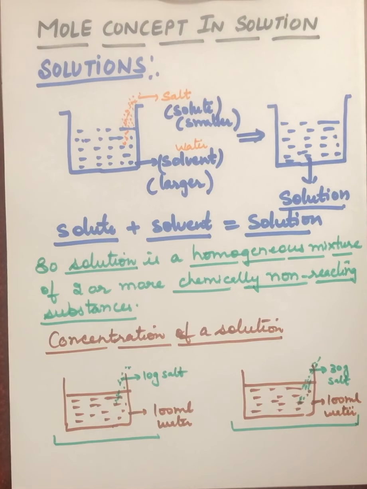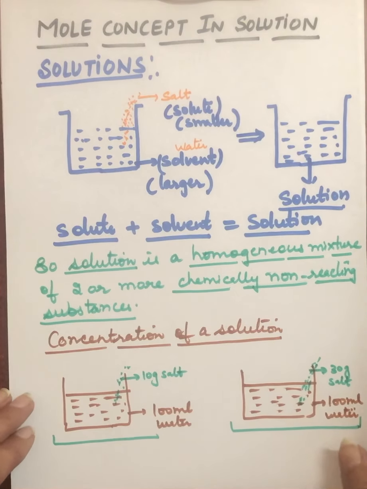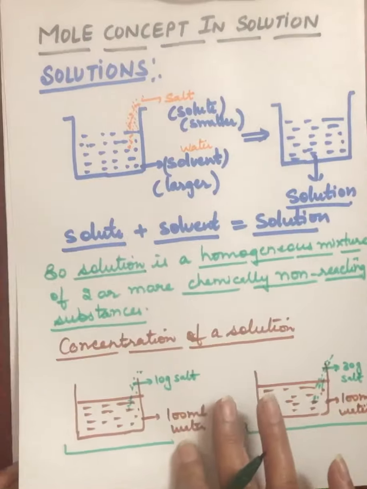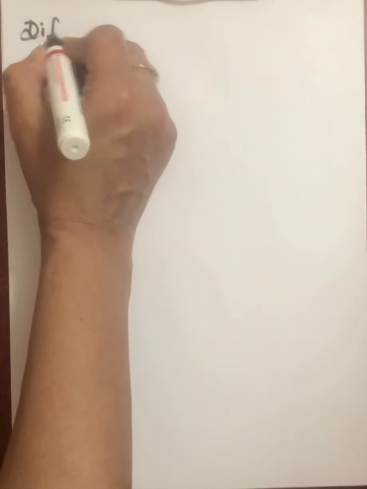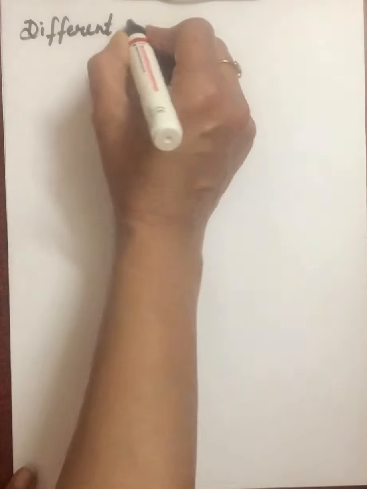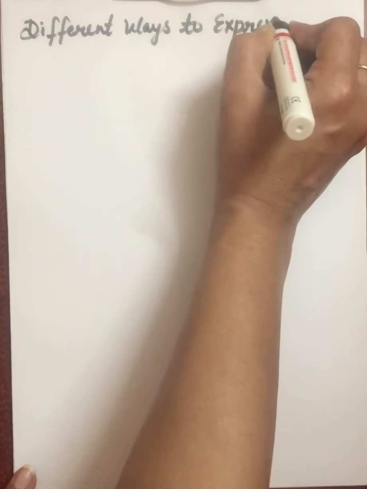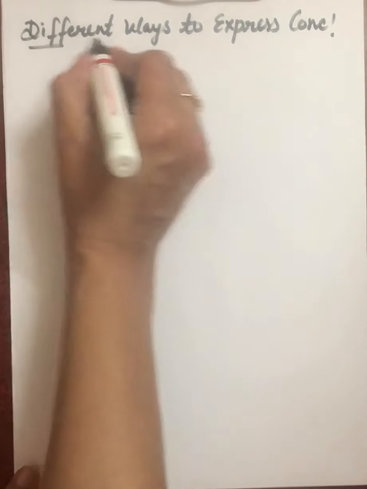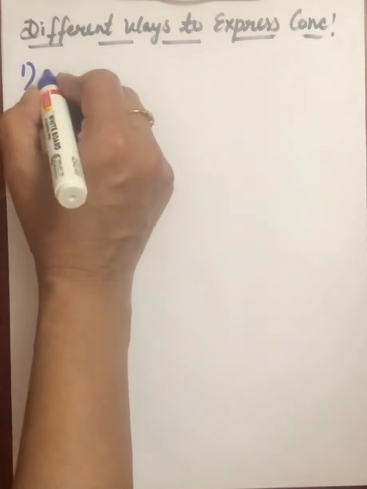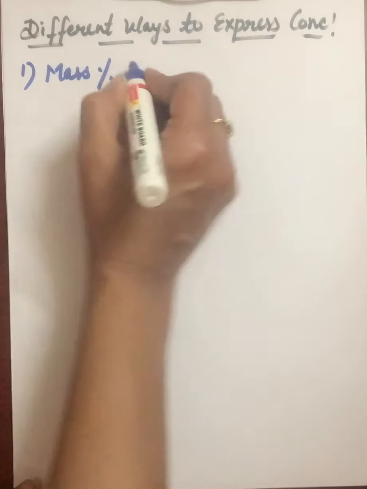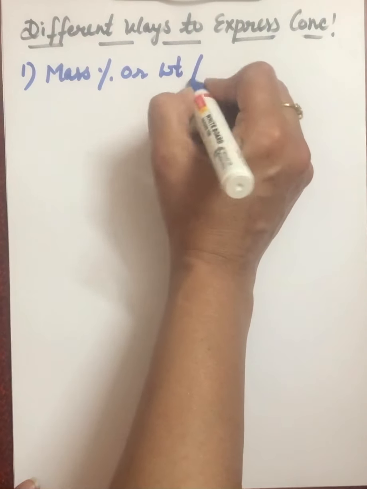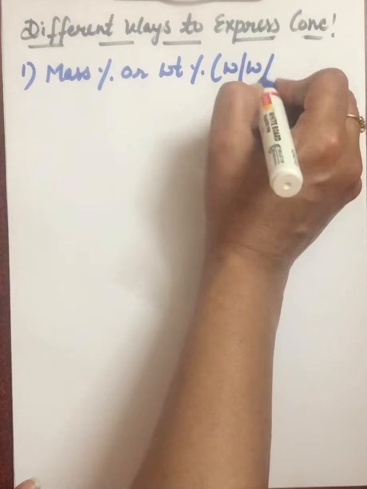But there are different ways to express the concentration of a solution. So what are these different ways of expressing concentration? How many ways are there? The first one is called mass percent or weight percent, written as W by W percent.